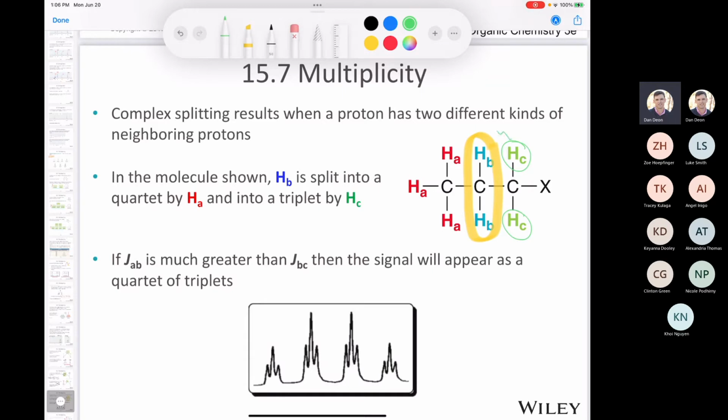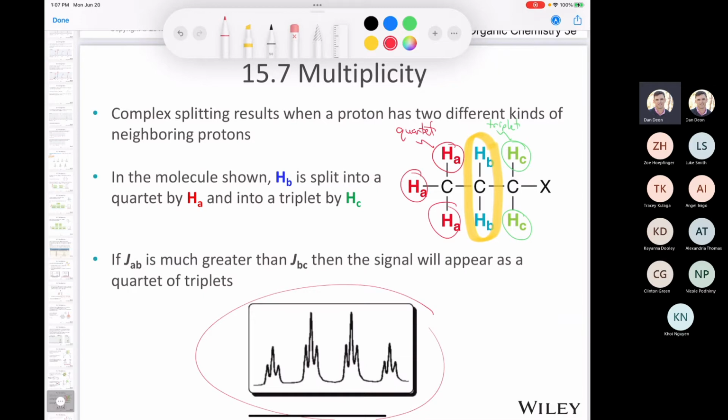So these two should cause HB to give you a triplet. But then you have three HA protons neighboring it. 3 plus 1 gives you 4, so that should give you a quartet. So what is it? Is it a triplet or is it a quartet? Well, it depends on the value of the coupling constant. If the coupling of A and B is bigger than the coupling of B and C, then you're going to have a quartet of triplets like this.